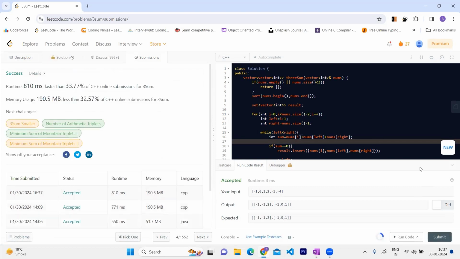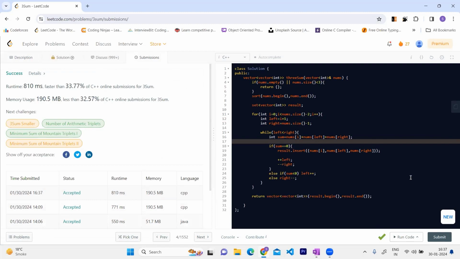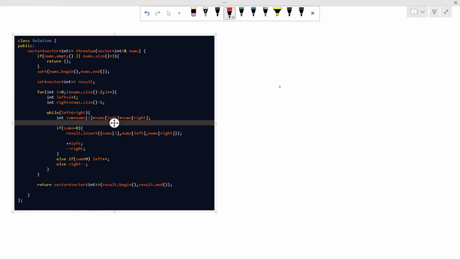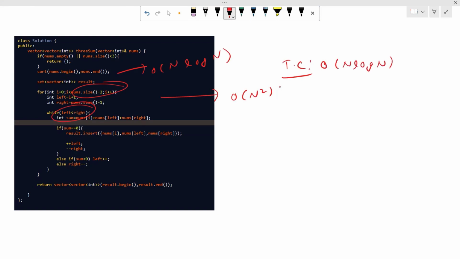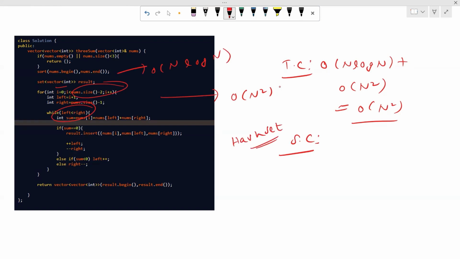Yeah, this works fine. Now let's discuss the time and space complexity. Since we are sorting our array, it will be big O of n log n. Then we are iterating in the loop 2 times, so it will require big O of n square. So ultimately our time complexity will be big O of n log n plus big O of n square, which ultimately will be equal to big O of n square, right? Talking about the space complexity, we require our hash set for inserting elements in the form of vectors, so it will require big O of n space, right?